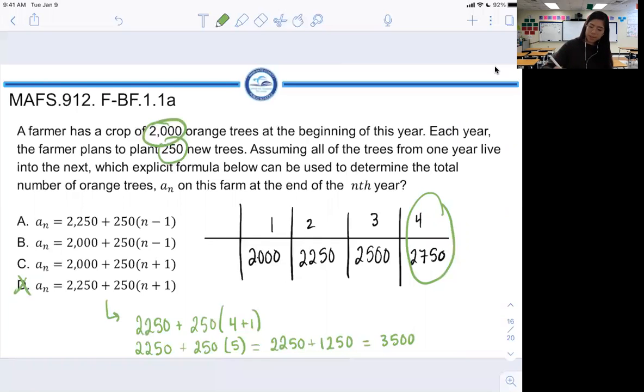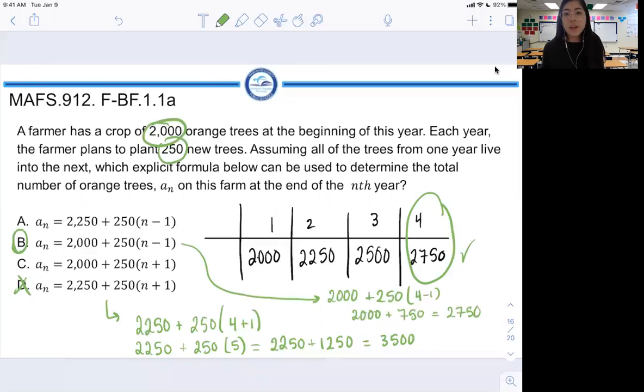Emily says B. Let's check it out. Okay, plugging it into B. 2,000, I agree with Emily, plus 250 times 4 minus 1. 4 minus 1 is 3. What's 250 times 3? 750. 2,000 plus 750, that's 2,750. So B is correct. It's always going to be that same strategy, guys. That's why I left these for last, because they're pretty easy.